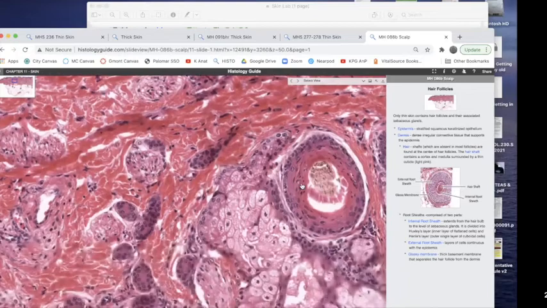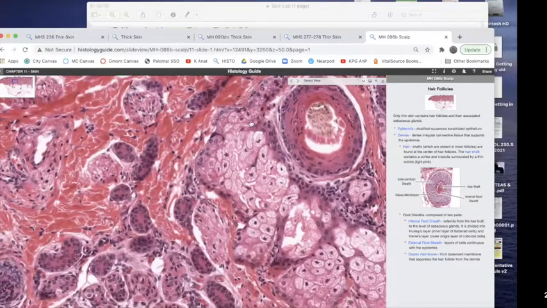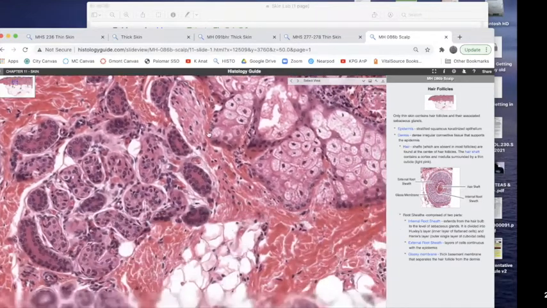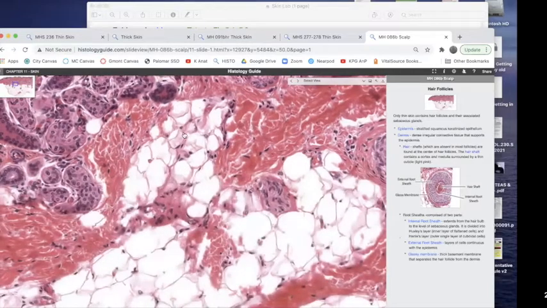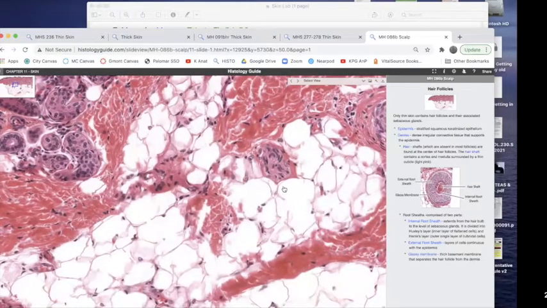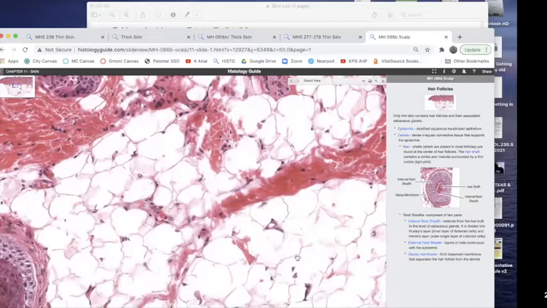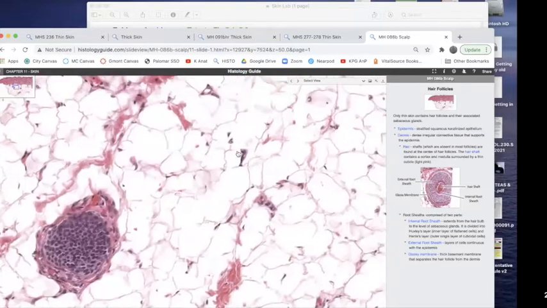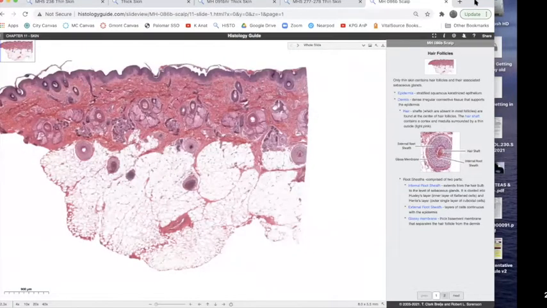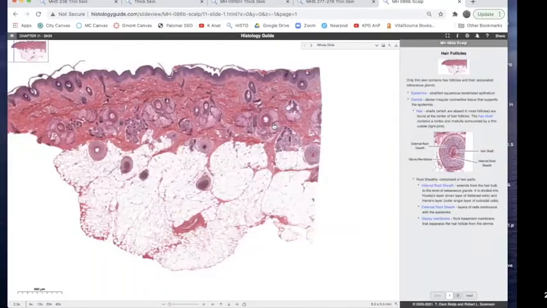And then here you start to get all these hair follicles and glands and stuff like that. But when you get to these bubbles down over here, that's the adipose tissue. So that's your subcutaneous layer. Right? These are the fat cells. That's the subcutaneous layer or hypodermis. So that is your skin basically.